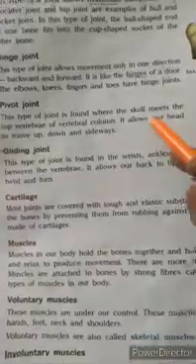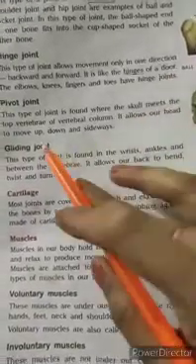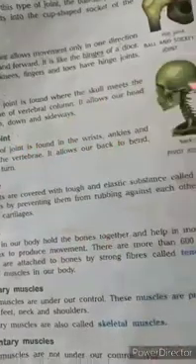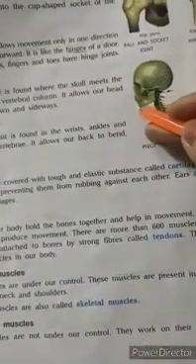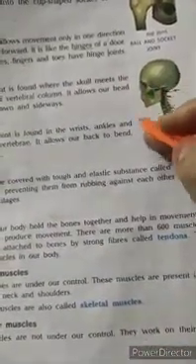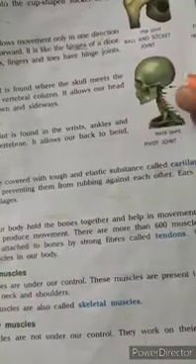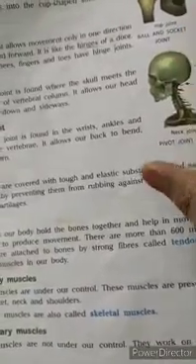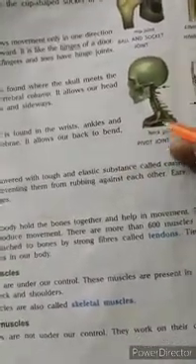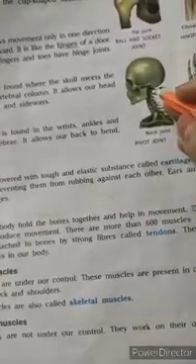Now it allows our head to move up, down and sideways. We can move our head down, up, and to both sides because of the joint present in the neck region, and that joint is called pivot joint.